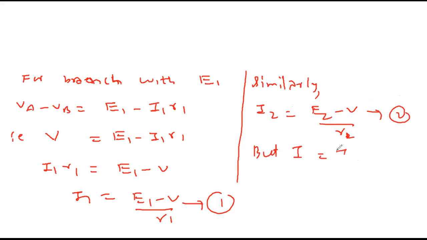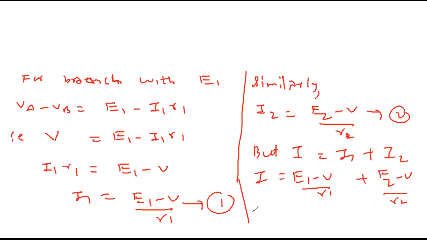But what is the total current? Is it I1 plus I2? From the main diagram, I1 plus I2. So I will become E1 minus V upon R1 plus E2 minus V upon R2. This also followed? One more line. Can I say E1 upon R1 minus V upon R1, plus E2 upon R2 minus V upon R2? Any doubt? No, sir. Please copy till there.